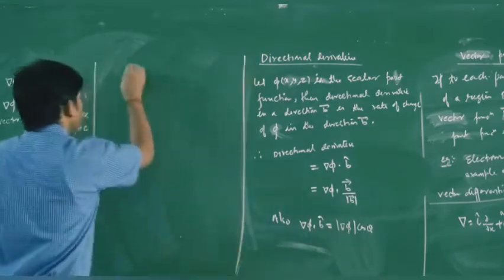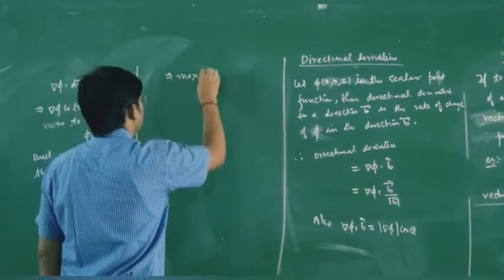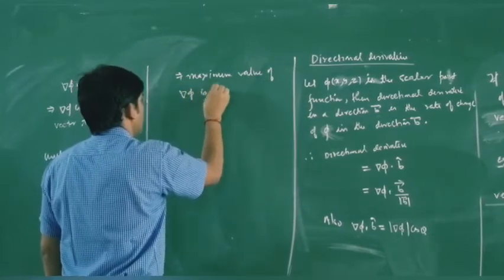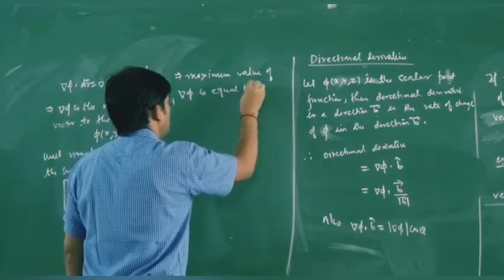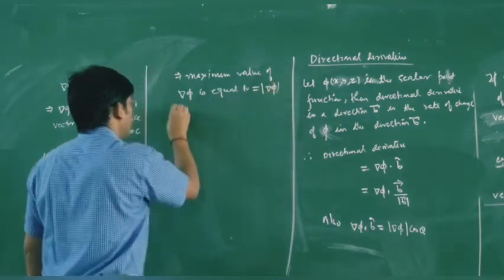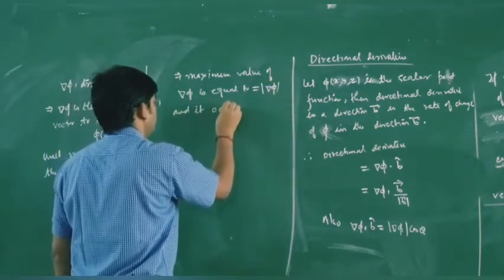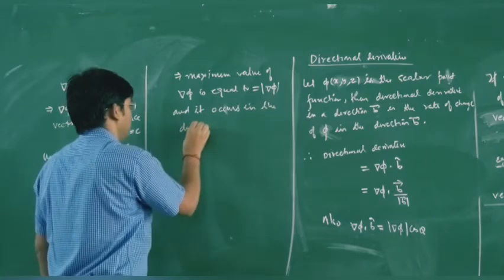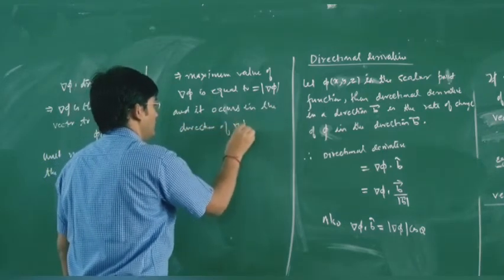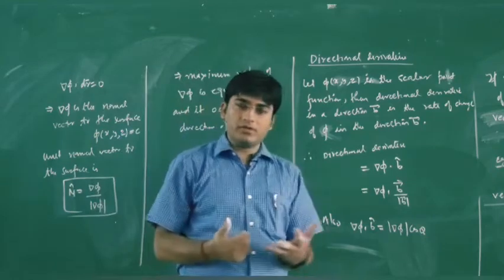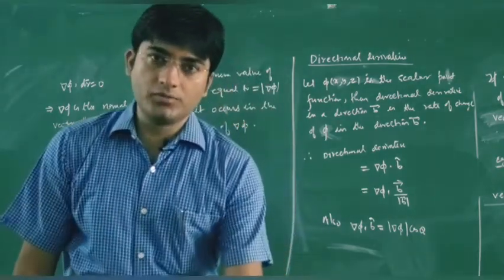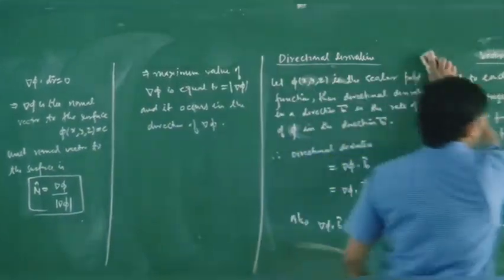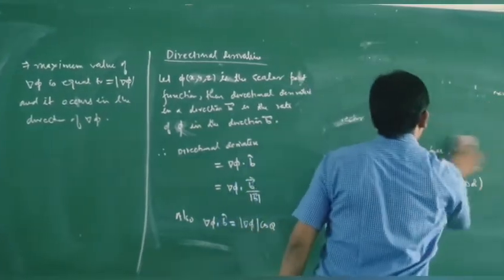So this implies that the maximum value of the directional derivative is equal to modulus of grad phi, and it occurs in the direction of grad phi. So whatever the direction of grad phi, that will be the direction of the maximum value of the directional derivative. Now let us solve questions based on gradient and directional derivative.